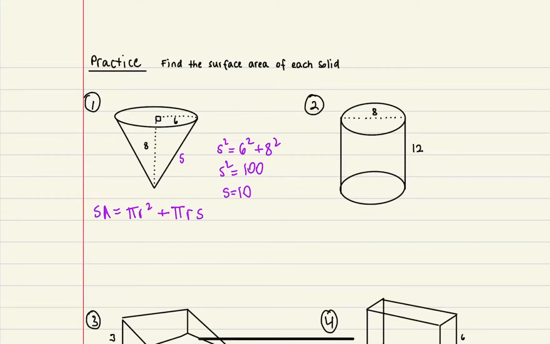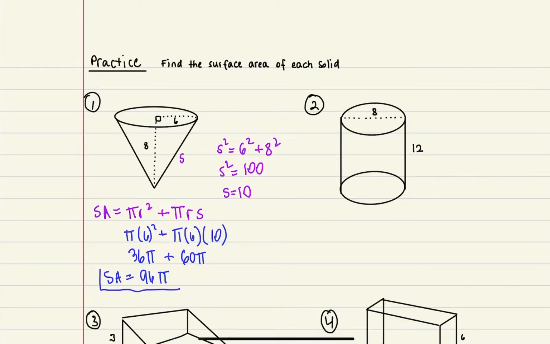So the surface area of this cone is going to be pi times 6 squared plus pi times the radius, which is again 6, and the slant height is 10. So that gives us 36 pi plus 60 pi, okay, which means the surface area of this cone is 96 pi square units. Remember that surface area is two-dimensional, so it's square units, okay.